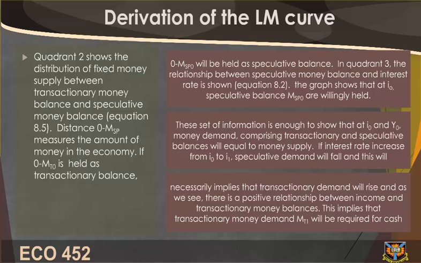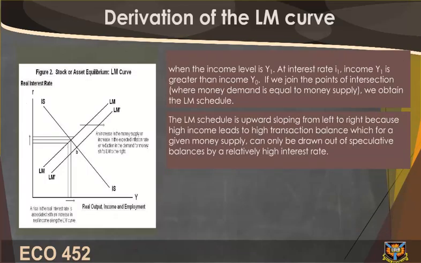If interest rate increases from I0 to I1, speculative demand will fall, and this will necessarily imply that transactional demand will rise, and as we see, there is a positive relationship between income and transactional money balances. This implies that transactional money demand MT1 will be required for cash when the income level is Y1. At interest rate I1, income Y1 is greater than income Y0.